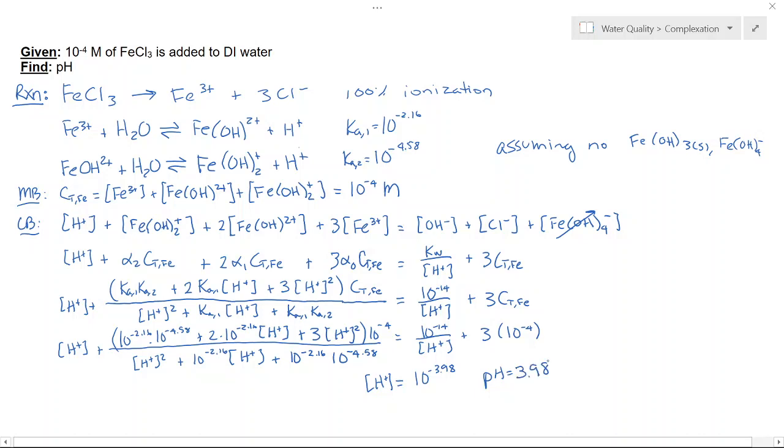But this is assuming that we don't have any ferric hydroxide solid. And so that is something that we need to check out. So let's go ahead and do that. And I think I'm just going to carve out some space over here so I can show what that looks like.